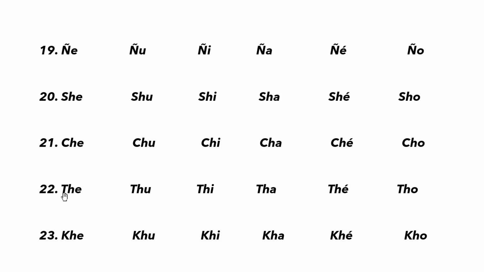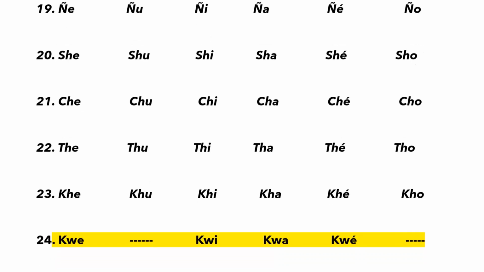And number 22, we have te. Te, tu, ti, ta, tu, to. I think by now, if you are a little bit more than 10 years old, you know the basics of it. So you know how they sound. They never change their sound.